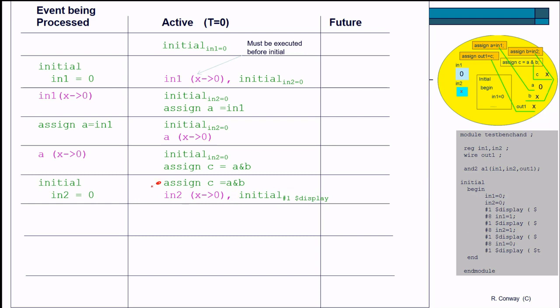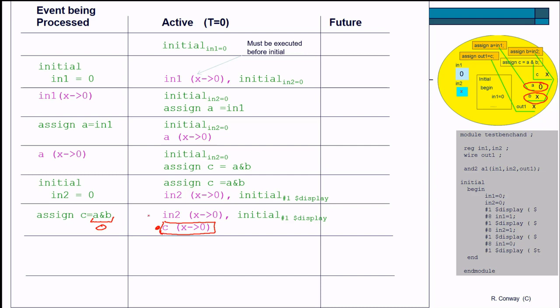So we now take this event and process it. And when it's processed, the right hand side is evaluated. A ANDed with B. Now you'll note in this case, B has the value X and A has the value 0. So 0 ANDed with X will always be 0. So the value 0 is the result of this expression, and that produces an update event on C. This new update event is added to the active event queue.